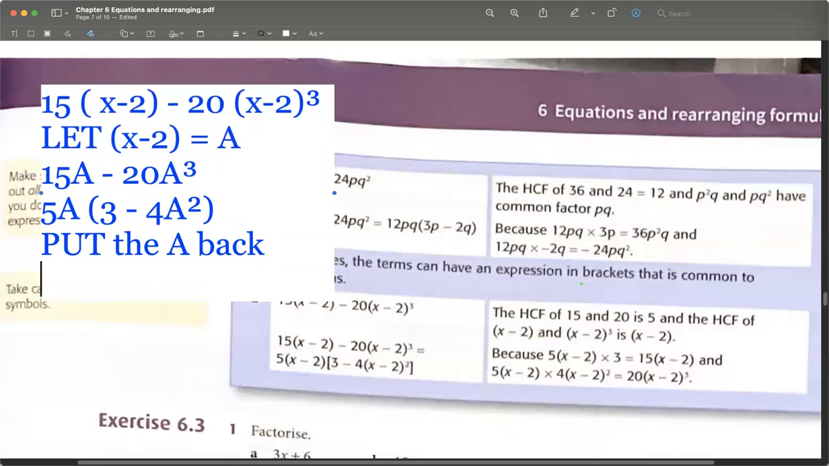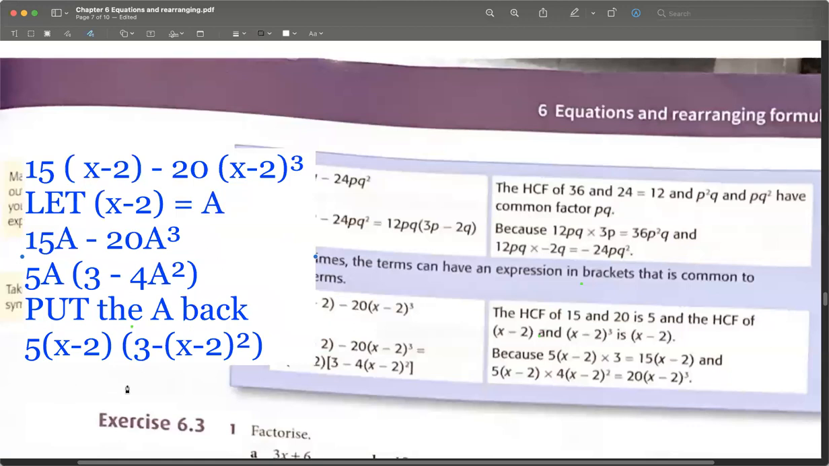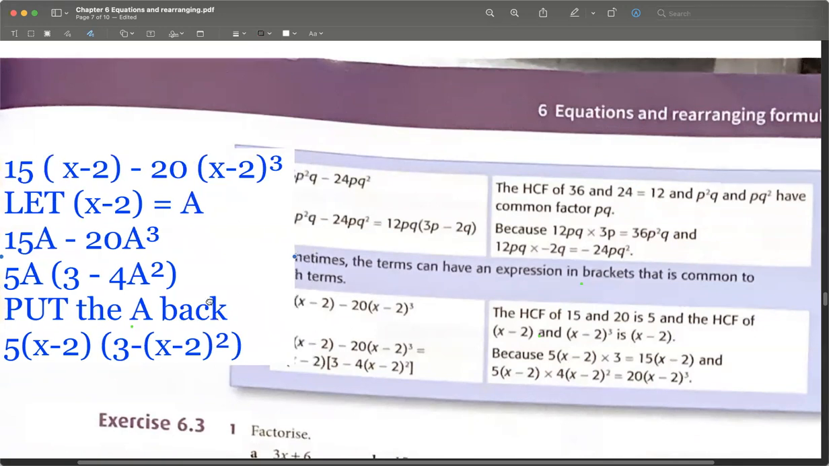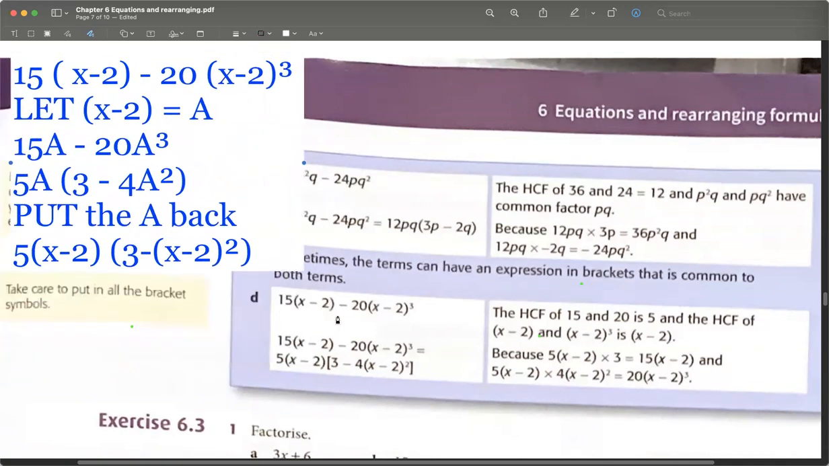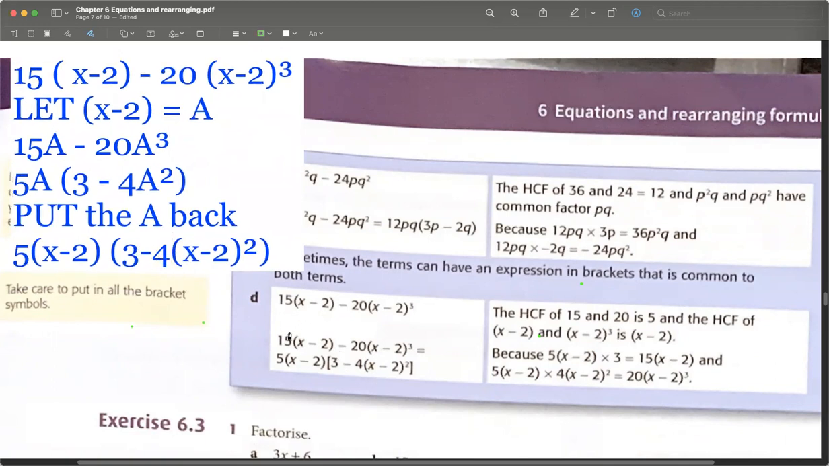Then I put the A back, meaning that I put x minus 2 into A again. So I get 5(x minus 2). Just write the same thing and replace your A with the bracket we changed earlier, and you get this version. It looks really complicated, but the concept is fairly simple. When we take it out and put it back in, it's easier to see. Here they want you to see it directly, which I find quite difficult, unless you can see it, then you can immediately take out like how they did it here. We end up with the same answer. Whichever way you find easier, you can do it.